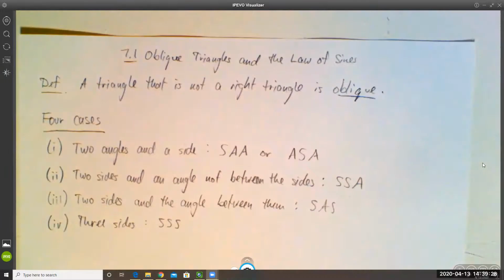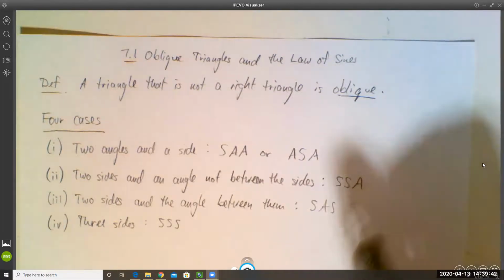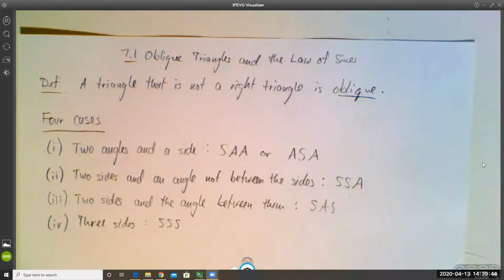Okay. If you're given three pieces of information that match one of these four cases, then you should be able to solve the triangle, unless it's a side, side angle, in which case there might not be a unique triangle that fits the bill. Again, we'll talk about that in 7.2. Now, one thing that you might notice is missing is, well, we've talked about if you have three sides, or if you have two sides and an angle, or if you have one side and two angles.